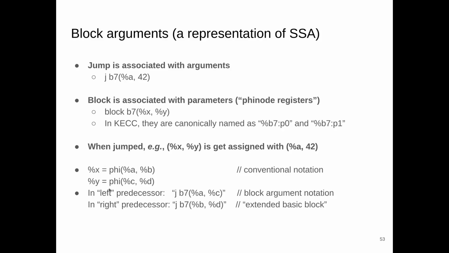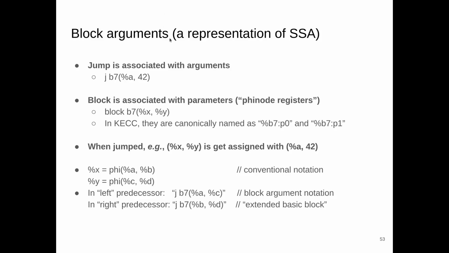Okay, here's an example. Here is a final. Let's say that block 7 has 2 finals. X gets the value of A or B depending on the predecessor or previous block. So if the control flows from the left predecessor to this block, then X is getting A and Y is getting C. And if the control flows from the right predecessor to this block, then X gets B and Y gets D.